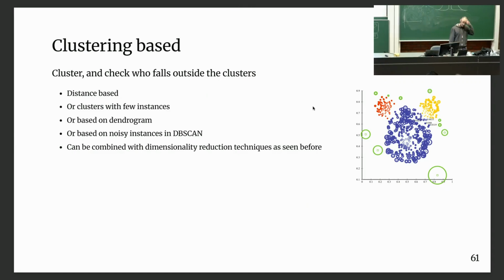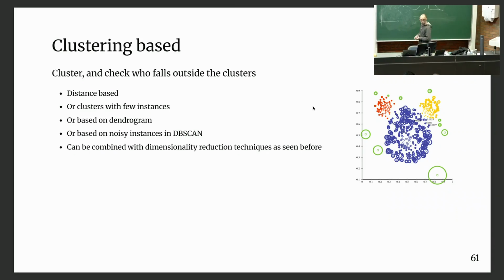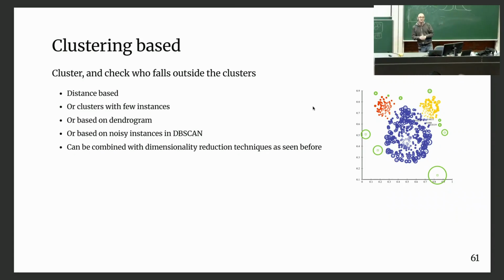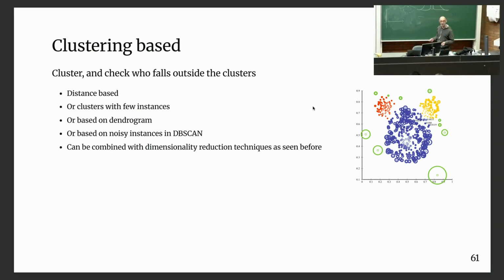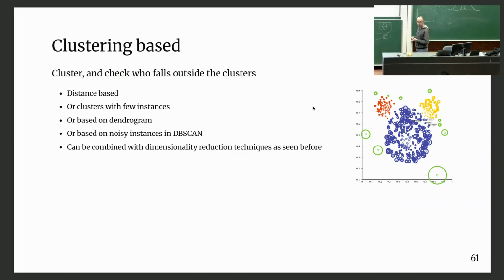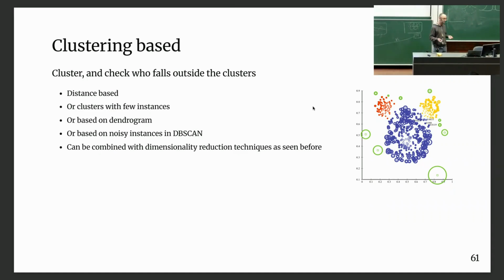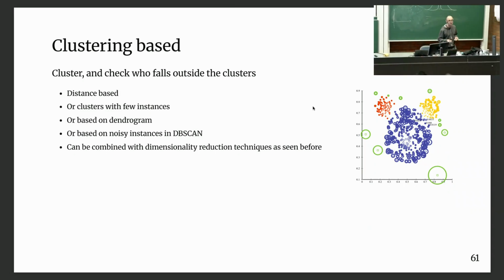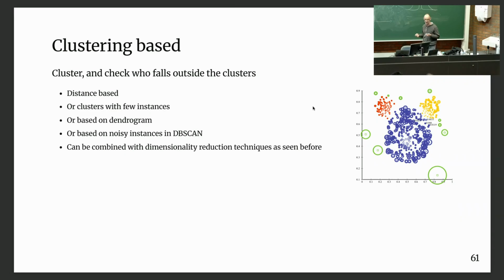Well, we already saw some of them. One thing that you could do is to apply clustering techniques and check which instances fall outside of the clusters based on distance, based on clusters that have few instances, for instance based on the dendrogram that we saw previously, or based on the noisy instances that you get from a DBSCAN clustering result, right? These are typically also your anomalous cases.